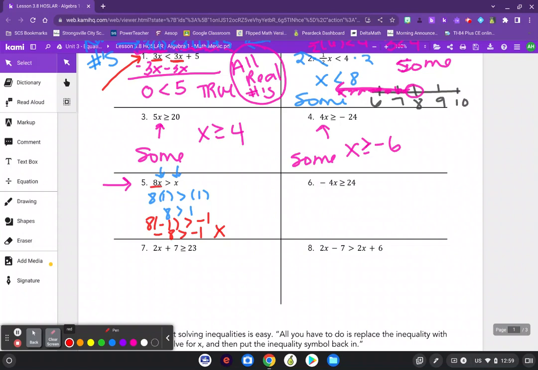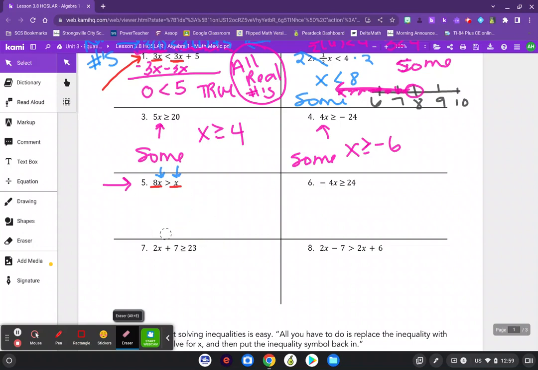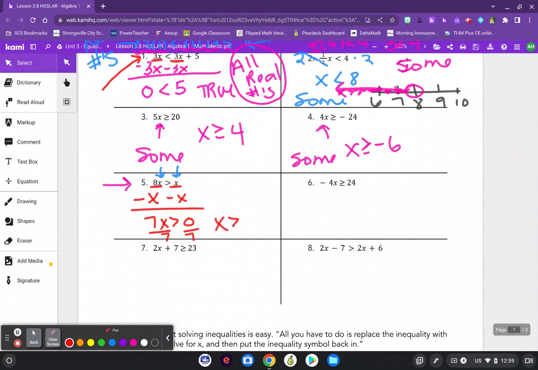Versus in problem 5, my x terms are actually two different x terms, and so that's going to matter in my end result. So I'm going to subtract x on both sides. When I do that, I get 7x is greater than 0. There's nothing left there. And to isolate this x, I can divide by 7. And when I do that, I get x is greater than 0.